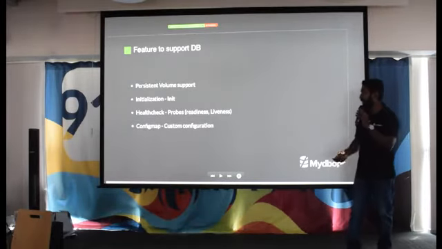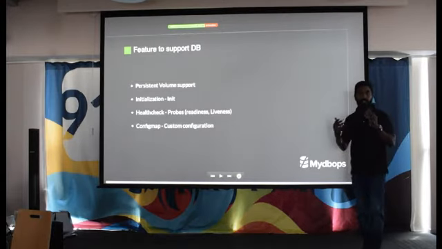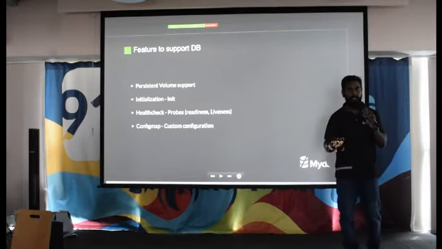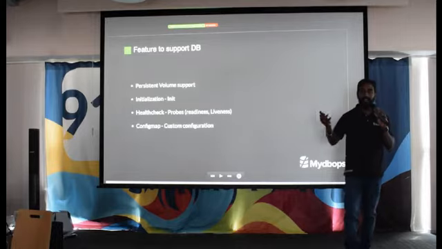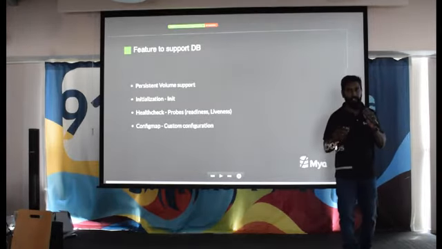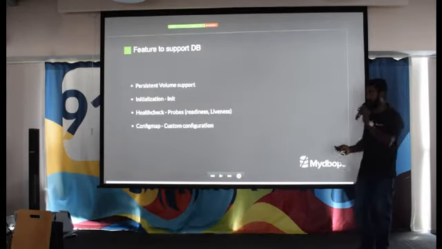running time. And config maps help in creating a custom configuration. For example, you might have a physical machine and you are giving your own configurations. You can do that via config maps with Kubernetes.